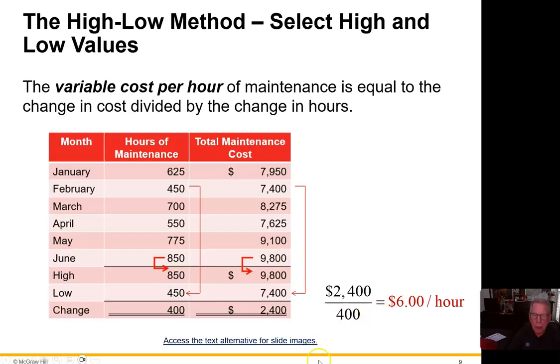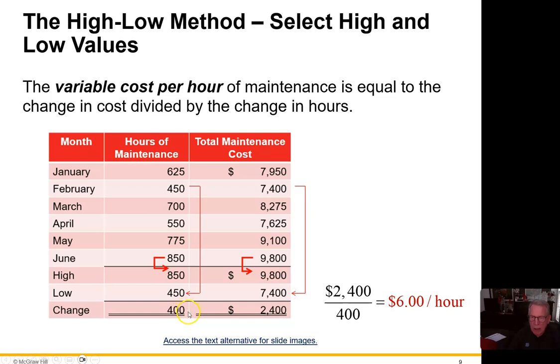Okay, so now if I use the high-low method, I'm going to select the high and the low values. Here we have a low value for February and the total costs associated with that. And here in June we have the high, which is not terribly untypical for electrical expenses. Those usually run higher in the summer months. So here then we have our high, 850 hours with $9,800, and our low, 450 hours with $7,400.